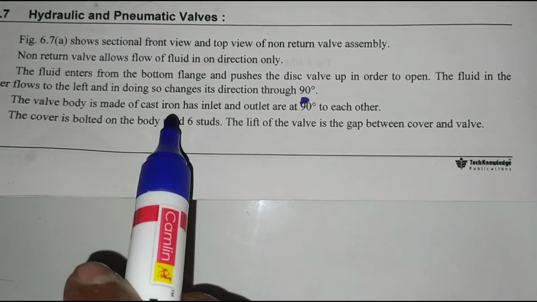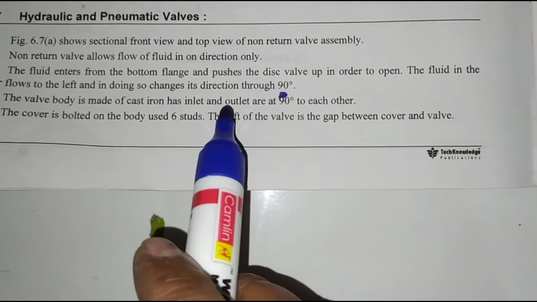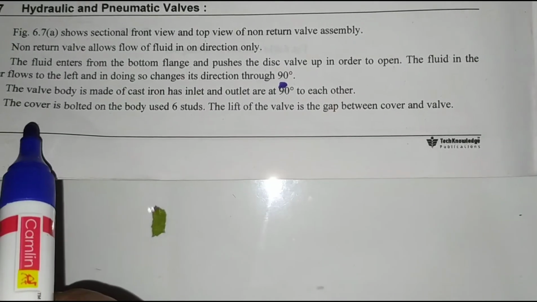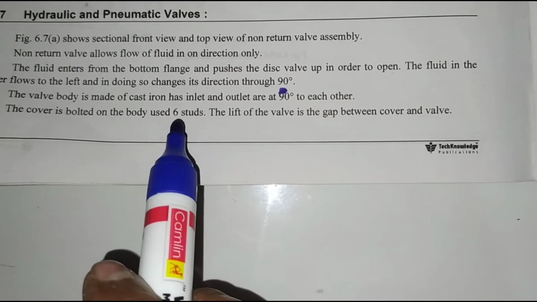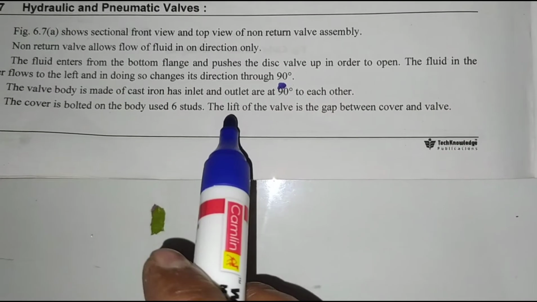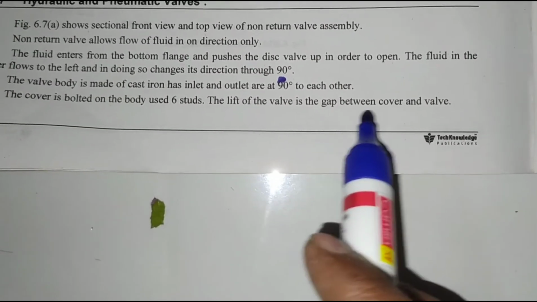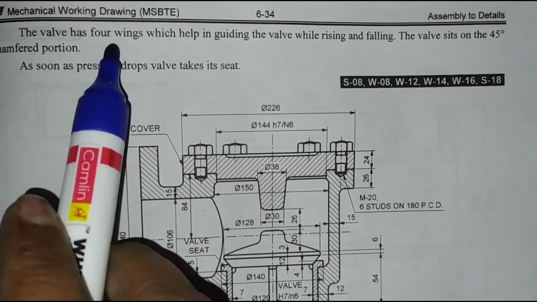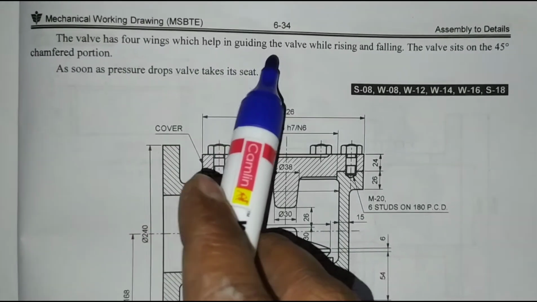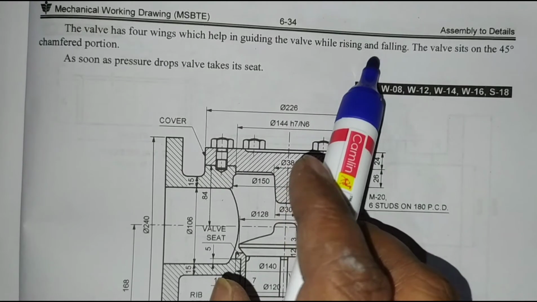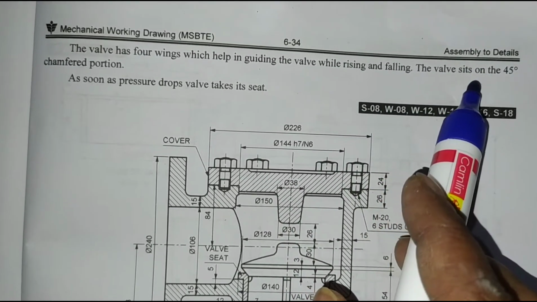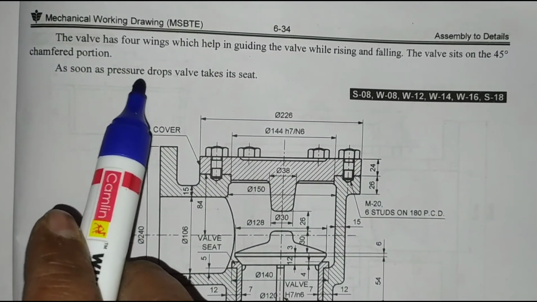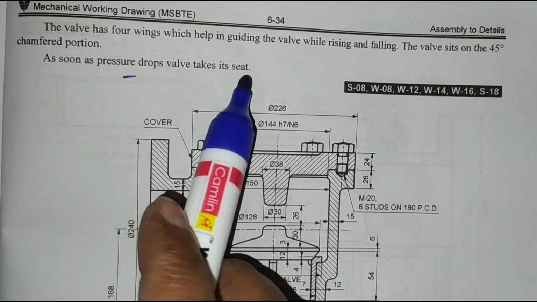The valve body is made of cast iron, and has inlet and outlet at 90 degrees to each other. The cover is bolted on the body, using 6 studs. The lift of the valve is the gap between cover and valve. The valve has 4 wings which help in guiding the valve while rising and falling. The valve sits on a 45 degree chamfered portion. As soon as the pressure drops, the valve takes its seat.